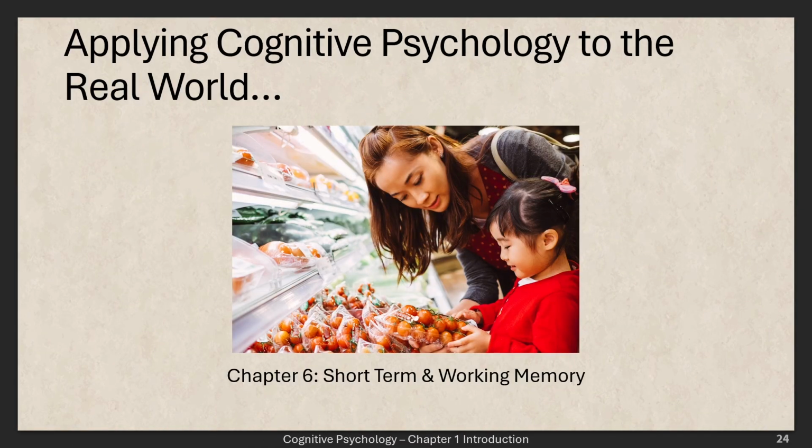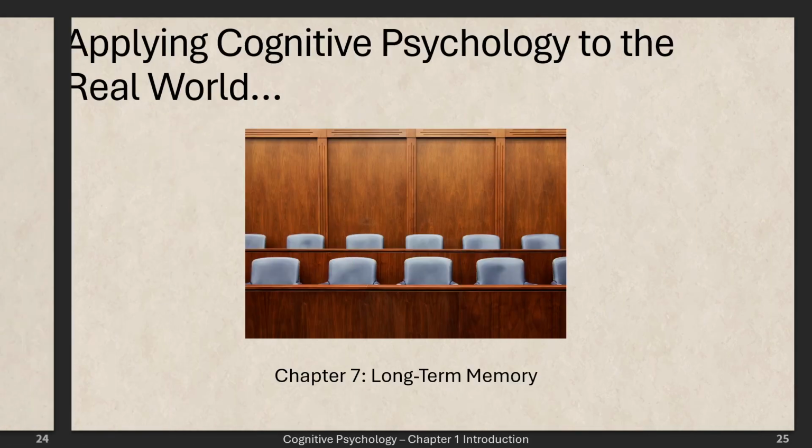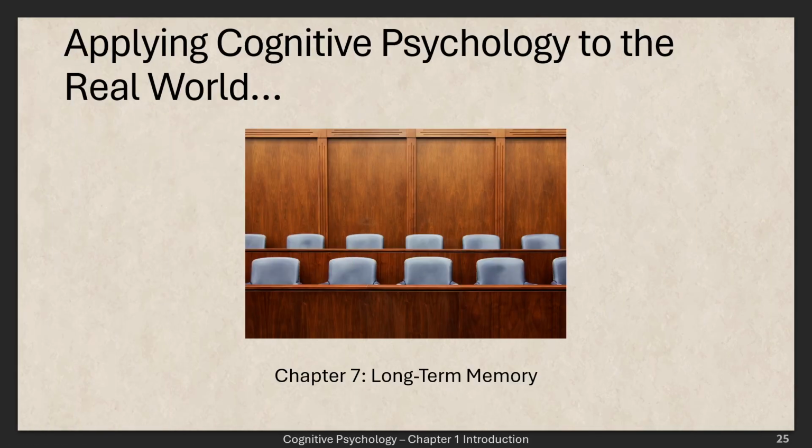When looking at short term and working memory, understanding our capacity limitations explains everyday phenomena, like why you forget items on a grocery list, and offers strategies to optimize memory retention. In the legal system, research on long term memory demonstrates that eyewitness testimony is reconstructive and fallible rather than a perfect camera recording, leading to critical policy reforms in courtrooms.